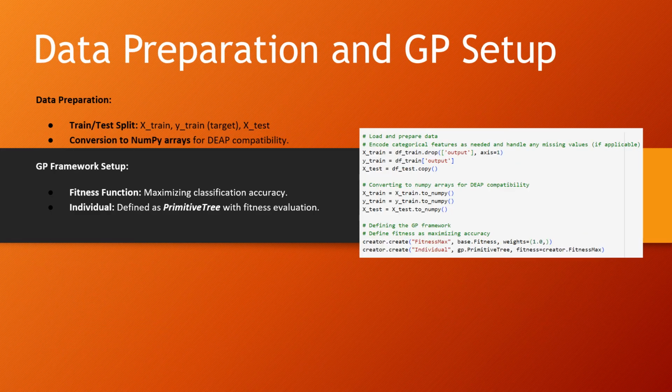Hello, this is Srilakshmi taking over. Before we could even start running the genetic programming, we had to get our data and framework ready. So let's start with the data preparation.